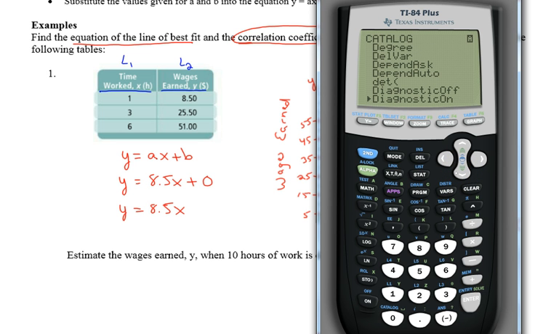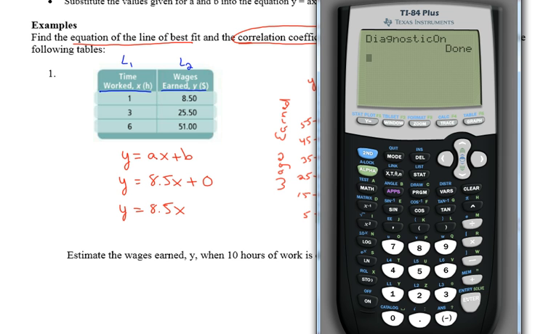So I've highlighted diagnostics on. I'm going to hit enter. And I'm going to hit enter one more time to turn the diagnostics on. And these steps, again, are in the beginning of your notes. You don't have to remember how to do them. What I want you to do is look back on the notes if you forget how. You only have to turn the diagnostics on one time. Once they're on, they're on for good.